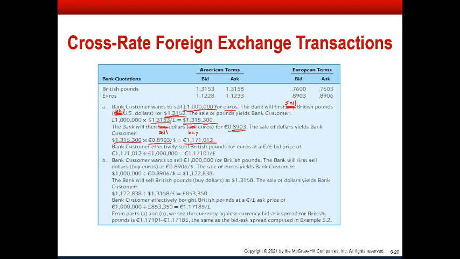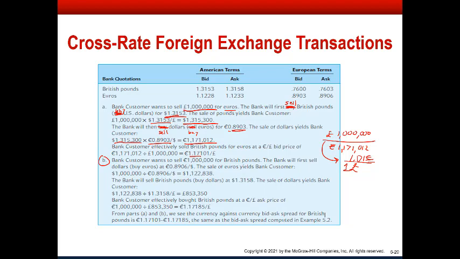At the end of that multi-step transaction, we see that the customer effectively sold British pounds at a euro to pound price of 1.17 euros per pound, because we started with a million pounds. We wound up with 1.17 million euros. So what that looks like is a million pounds per 1.171 million euros. And if we flip that over, unitize it to 1 pound, we'll see it's 1.171 euros per pound.